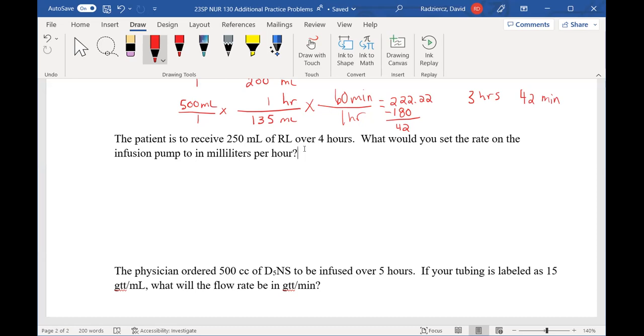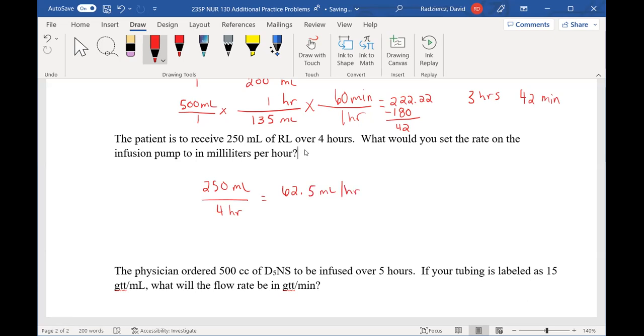And the reason I say that you have to assume is because you can't just guess at the drop factor. The drop factor must be given to you, or you must know that you're dealing with microtubing. And then you know that that standard is 60 drops per milliliter. All right. So what am I going to do? I'm going to take my volume over my time. Now because I'm looking for milliliters per hour, I'm just going to reduce it. So I'm going to take 250 divided by 4, and I'm going to get an answer of 62.5 mL per hour.